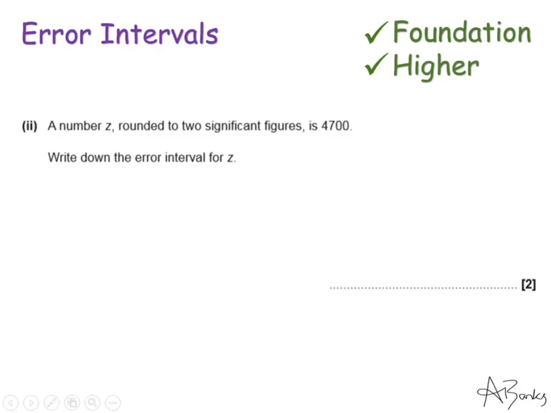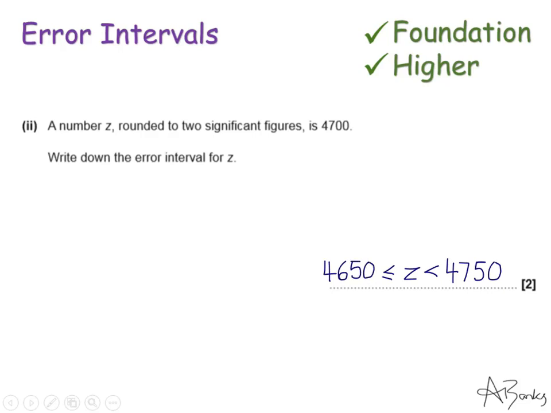So I'm going to start by setting up my error interval. I'm going to put my z in the centre. I'm going to put greater than or equal to and less than either side. I need to figure out what values go above and below. So because this has been rounded to the nearest 100, I know I'm going to have to go 50 above. So that's 4,750. And I need to go 50 below.